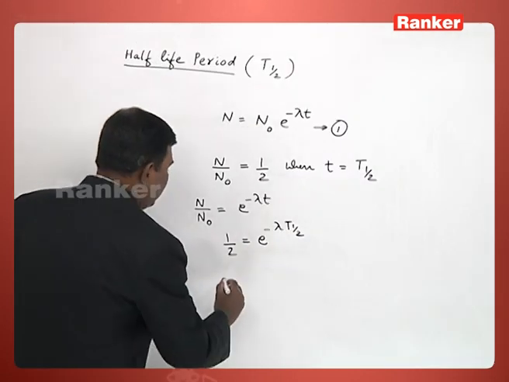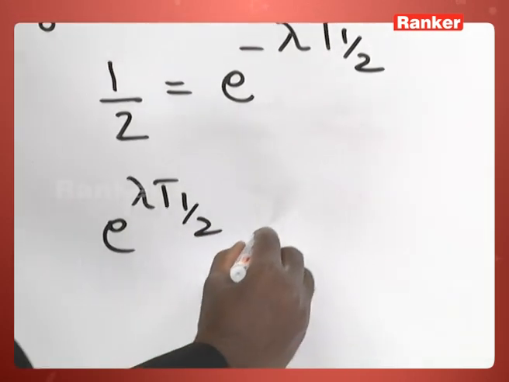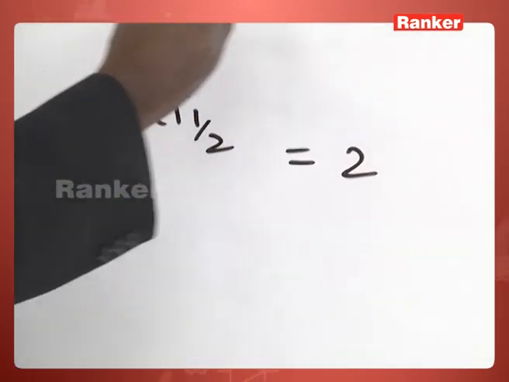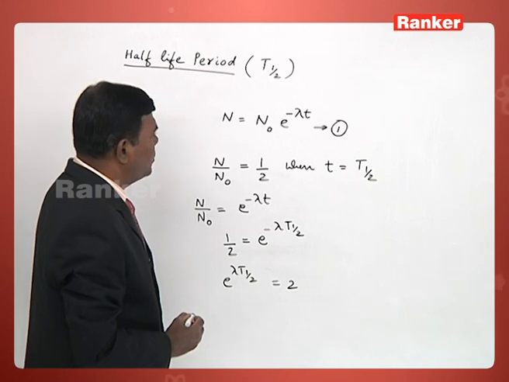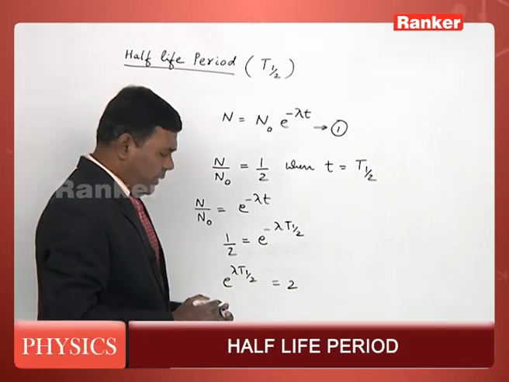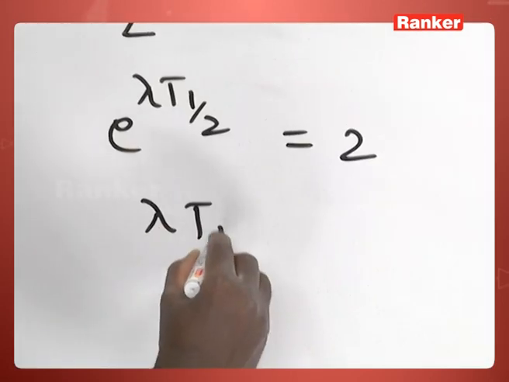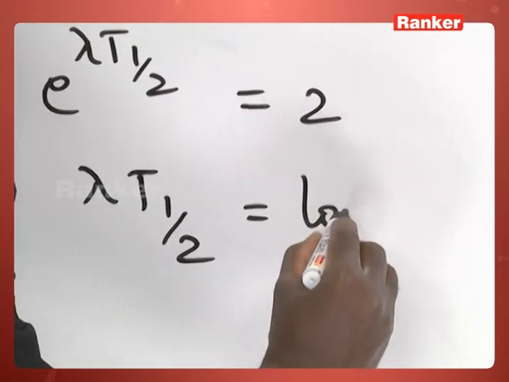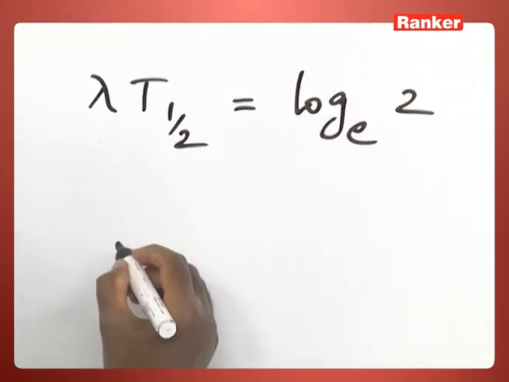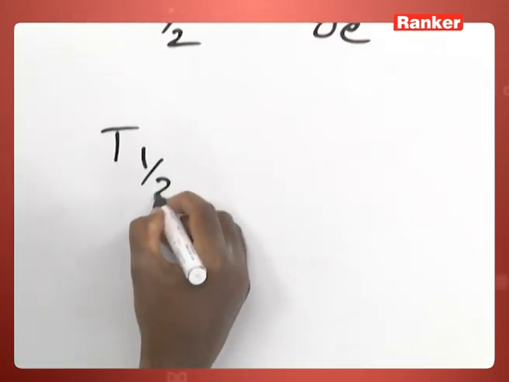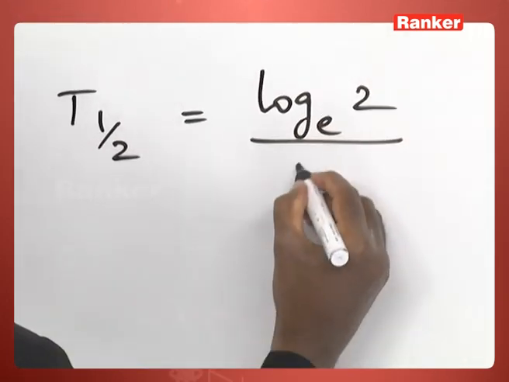So from that, we can write e power lambda t half is equal to 2. We made the exponent plus, and this becomes the reciprocal, that is 2. That is how we got that expression. Now proceeding further, we can write this expression as lambda t half equal to logarithm base e of 2. Now that is the expression. From that we can write the equation for t half, that is half-life period, as log base e 2 divided by lambda.